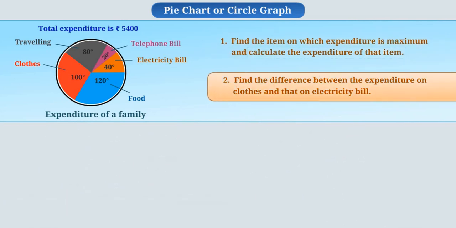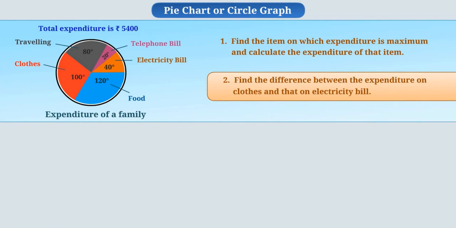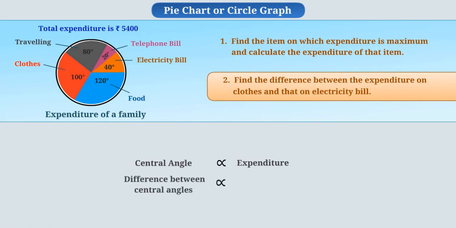Next example. Find the difference between the expenditure on clothes and that on electricity bill. One way to find the answer is, first we find expenditure on clothes, then the expenditure on electricity bill, and then we subtract the two expenditures to find the difference. But let's do it in an easy way. Since the central angle is proportional to the expenditure it is representing, therefore the difference between the central angles of two items will be proportional to the difference of expenditures of those items.